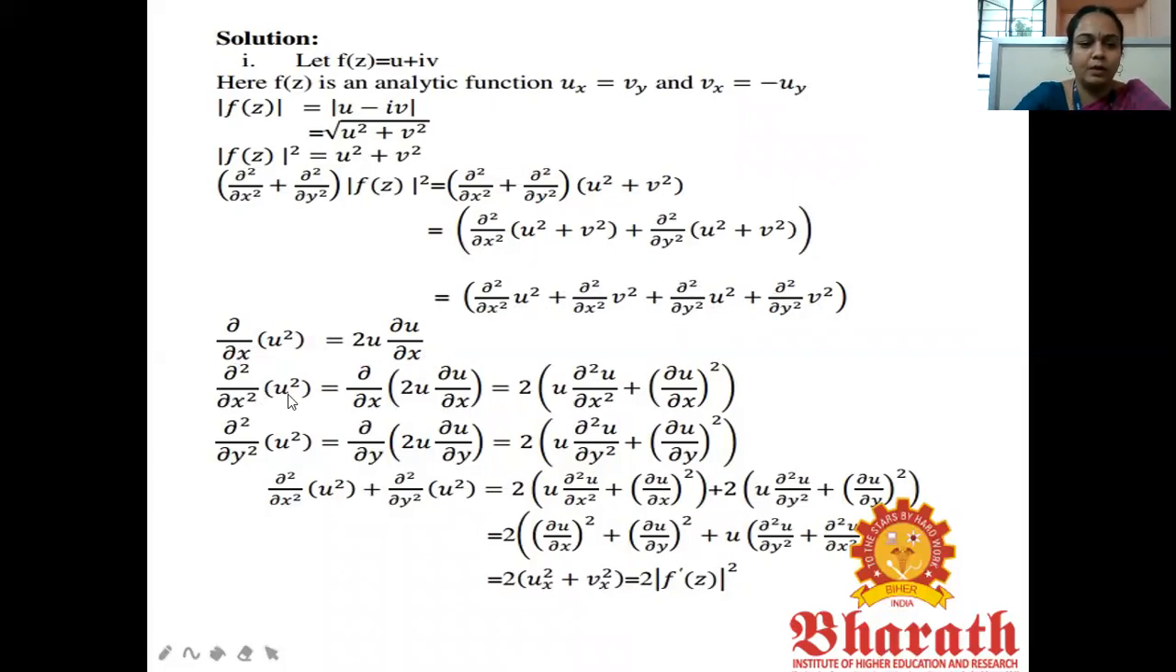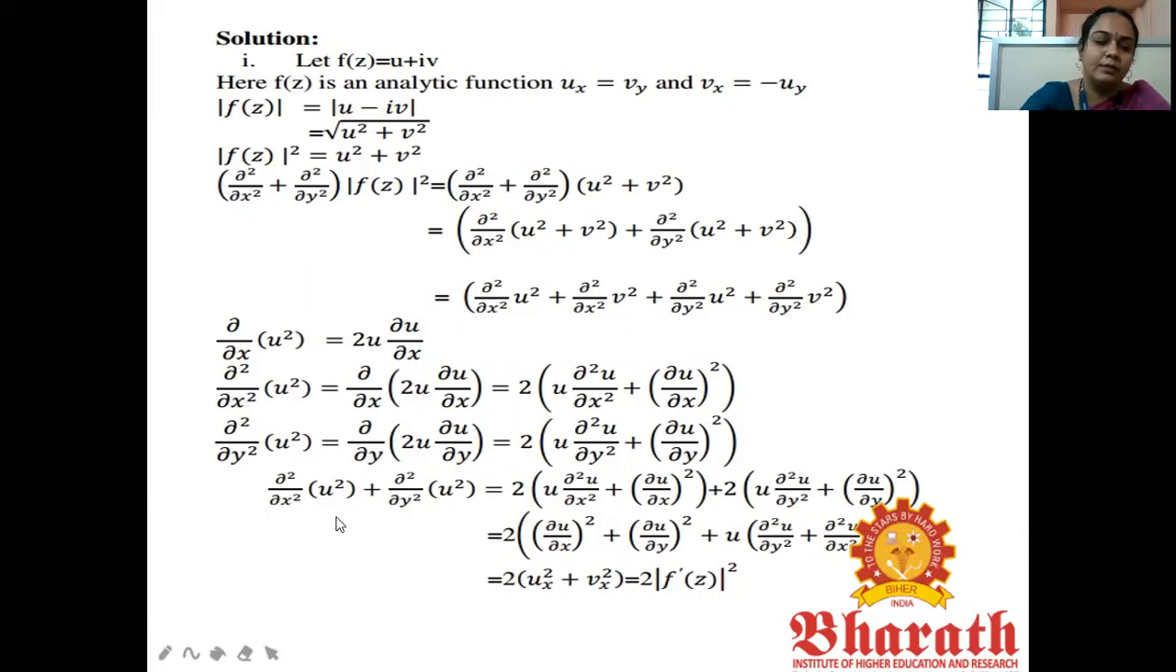Dou square by dou x square of u square is dou by dou x of 2u into dou u by dou x. That is equal to 2 of u dou square u by dou x square plus dou u by dou x the whole square. Similarly, dou square by dou y square of u square is equal to dou by dou y of 2u dou u by dou y. That is equal to 2 of u dou square u by dou y square plus dou u by dou y the whole square. Just add the two things, left hand side with left hand side and right hand side with right hand side.